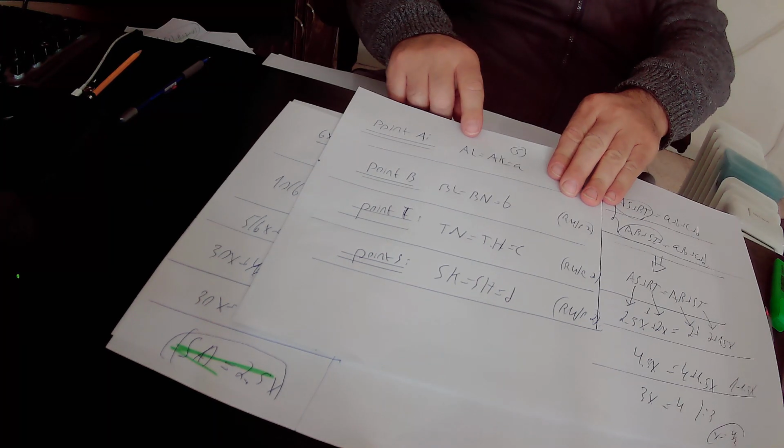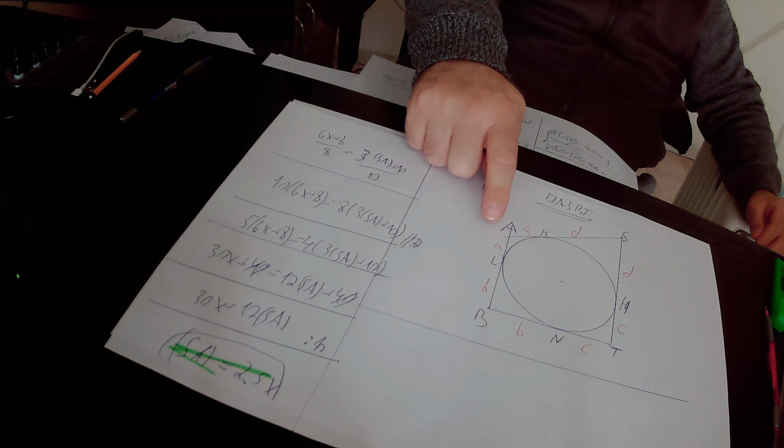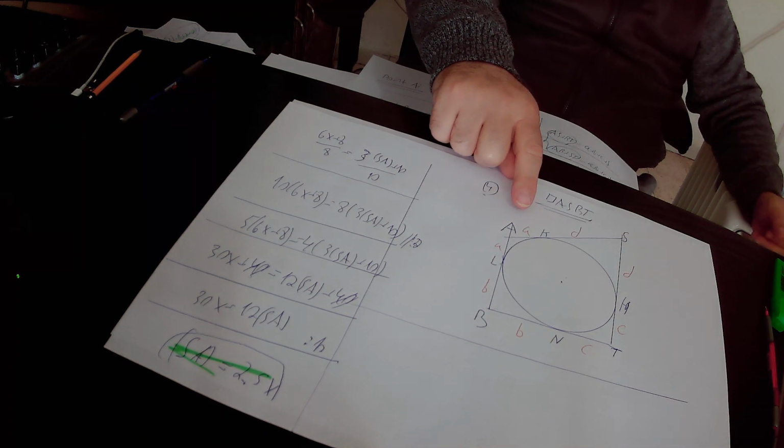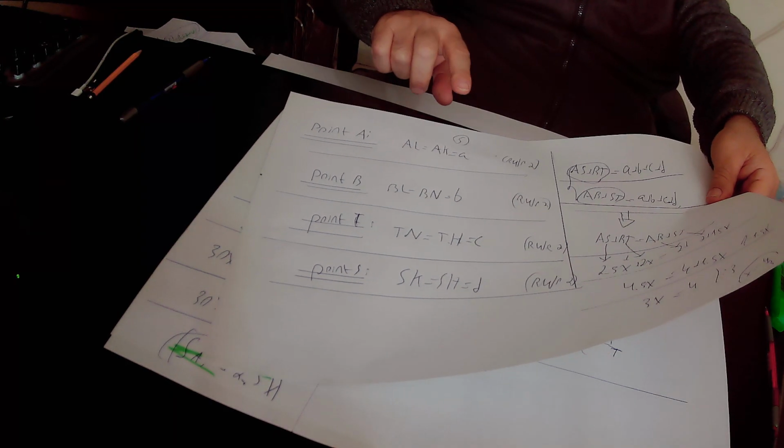AL equals AK according to rule 2. So if we define the length of AL as A, then AK must also be equal to A because they are equal to each other. So AL equals AK equals A.